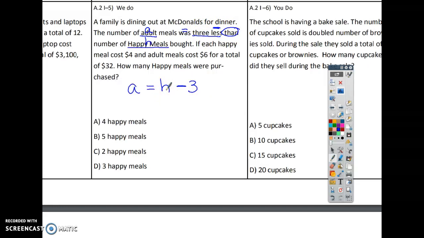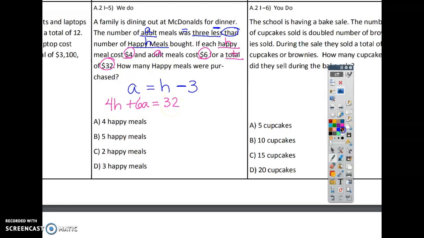It's just written weird. And then the other one says, if each Happy Meal, so H, costs $4, so 4H, and the adult meals, that's A, cost $6, plus 6A, equals a total, that means we're adding, of $32. And it's a money equation. Money plus money equals money.